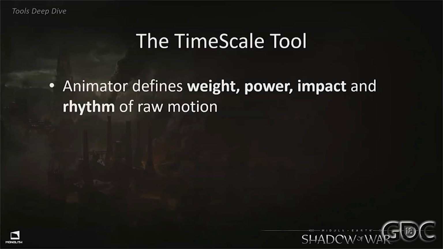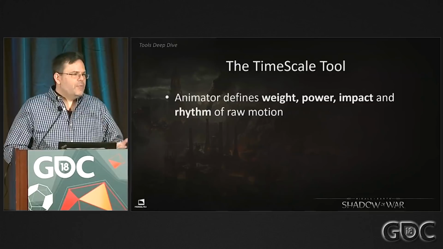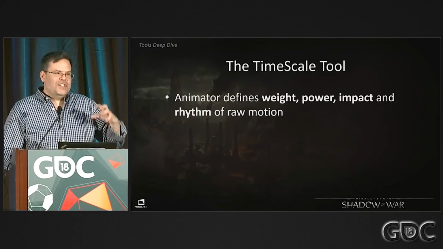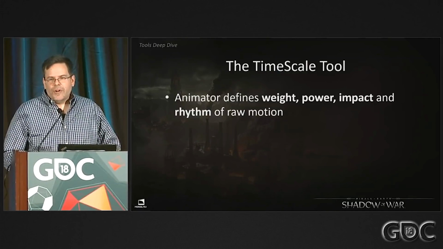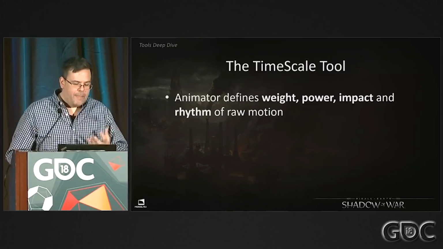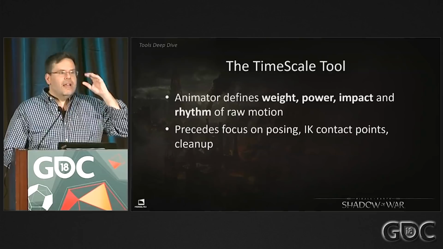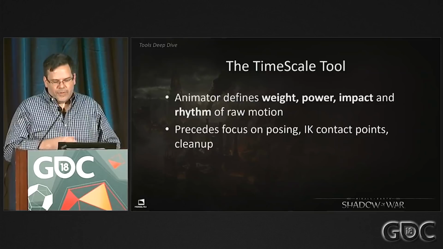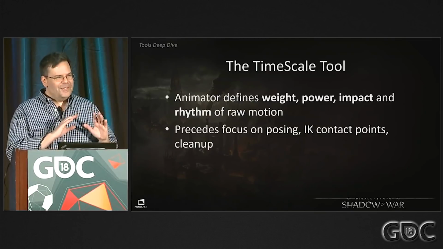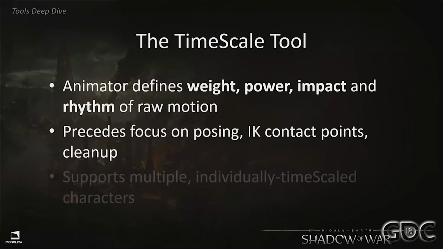So it can be an entire character, part of the character. We can run multiple timescale attributes within a scene. And this is where we really start to assert our vision as animators. As Camille mentioned earlier, this timing pass is super important for establishing the rhythm, the weight, the power, the impact of that raw motion. And it precedes any focus on posing layers or futzing with IK contact points or foot locking or anything. We're staying pretty loose and we're staying free to push poses, well, in this case, really push timing. We're not even dealing with posing.